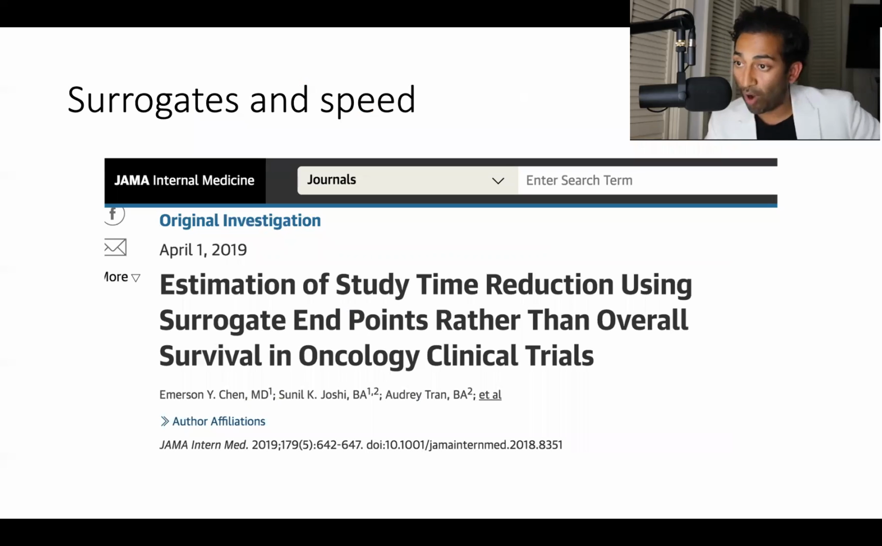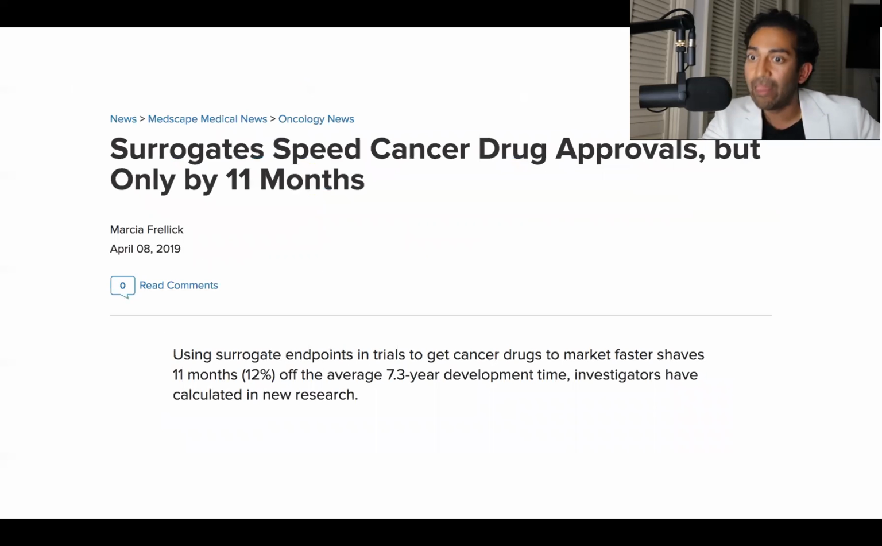But I don't want just more options. I want more good options, drugs that make my patients live longer and live better. And my patients often want more information. But with Emerson Chen, again, we sought to quantify the speed that you save when you use these surrogates. Surely it is massive, surely, because that's why we're using the surrogates all the time in 2/3 of drug approvals, as I told you. And here's what Emerson finds, quote, "using surrogate endpoints in trials to get cancer drugs to market shaves 11 months off the average 7.3-year development time."